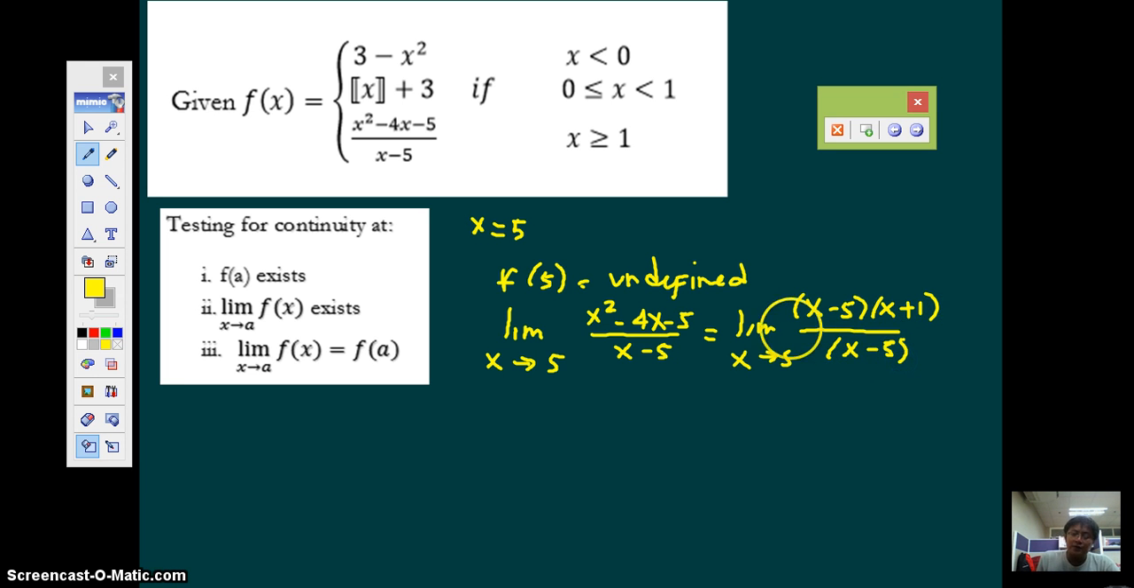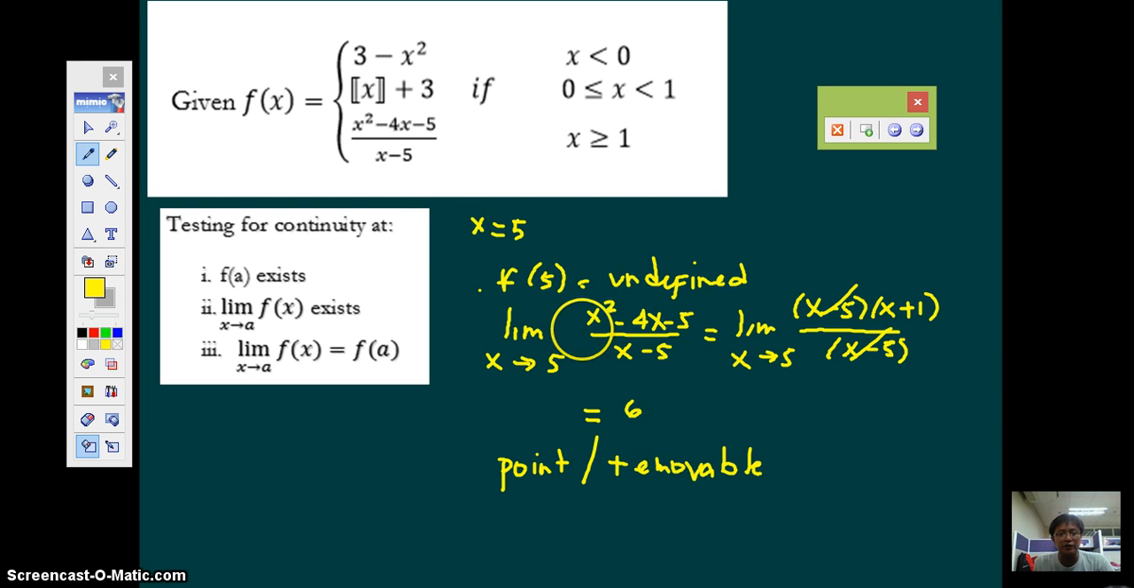Now, these two will cancel out, so we can now directly substitute 5. So 5 plus 1 is 6. Now, the function is discontinuous at x equal to 5 since the first condition is not satisfied. However, there is a limit as x approaches 5. So the type of discontinuity for this function is point or removable. The function is discontinuous at x equal to 5, but the discontinuity can be removed, and therefore the function can be redefined.